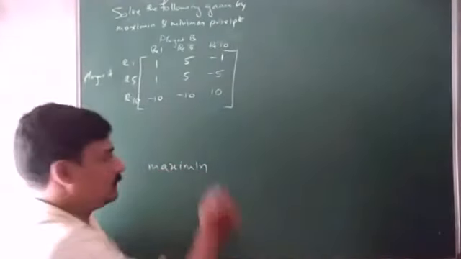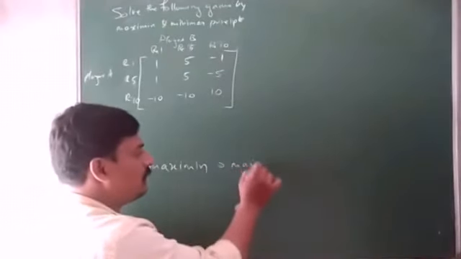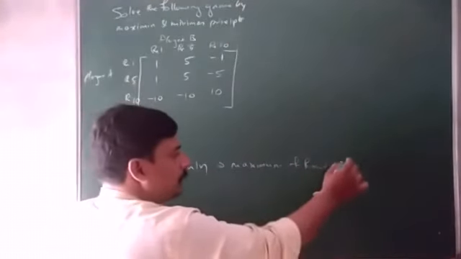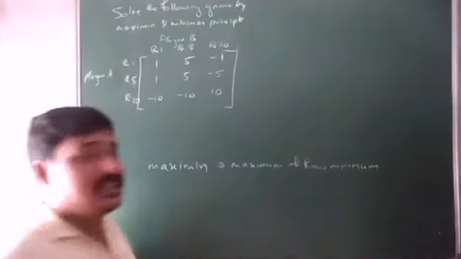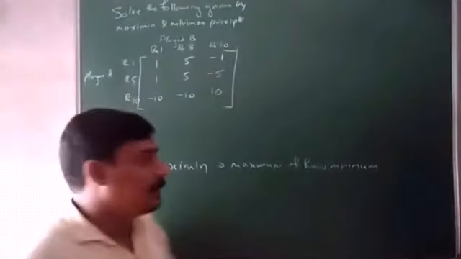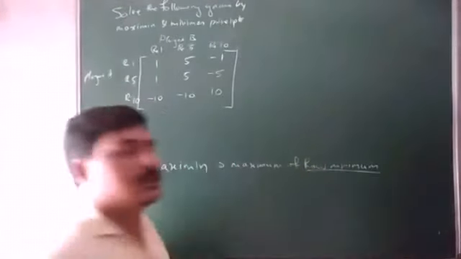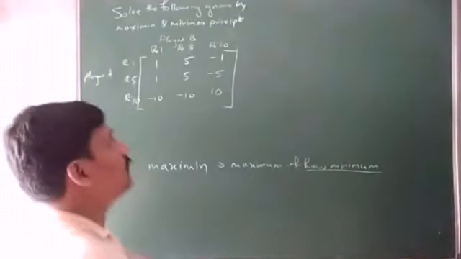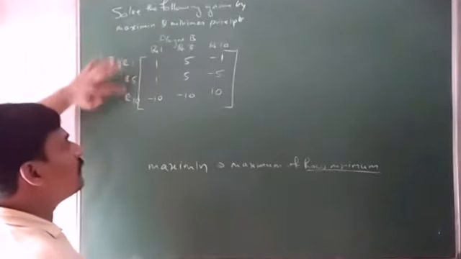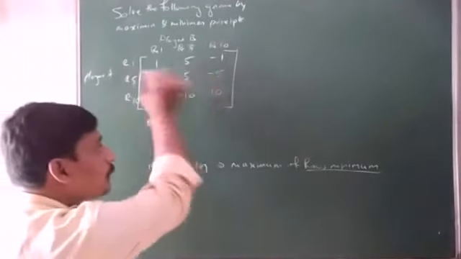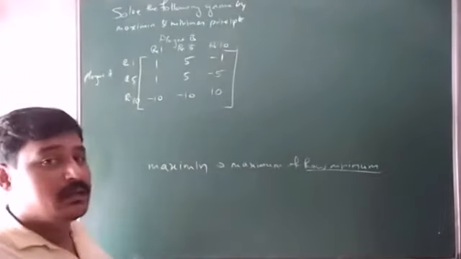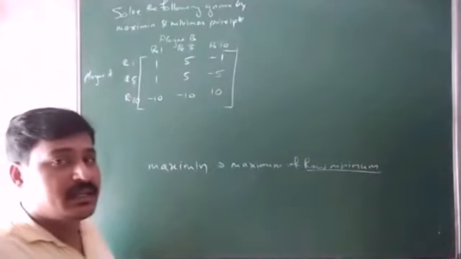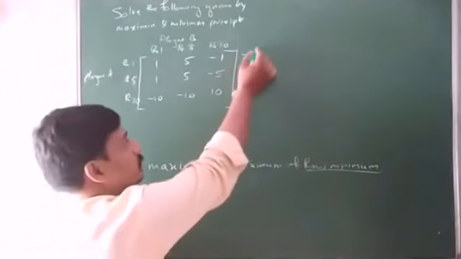What is Maximin? Maximum of row minimum. That means we have to first find row minimums in each row. How many rows are there here? There are 3 rows. In the first row, which one is minimum? 1, 5 and -1. Among these 3, minimum is -1.